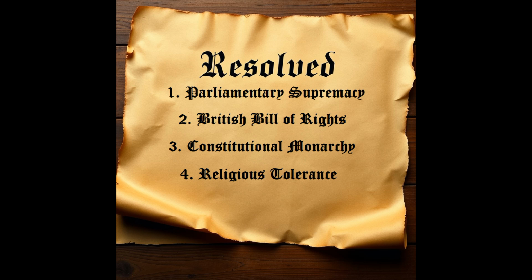The Bill of Rights ensured that the monarchy would be subject to laws passed by Parliament, effectively transitioning England from an absolute monarchy to a constitutional one. Religious tolerance: while not fully realized, the Glorious Revolution confirmed Protestant dominance in government and limited the influence of Catholicism.